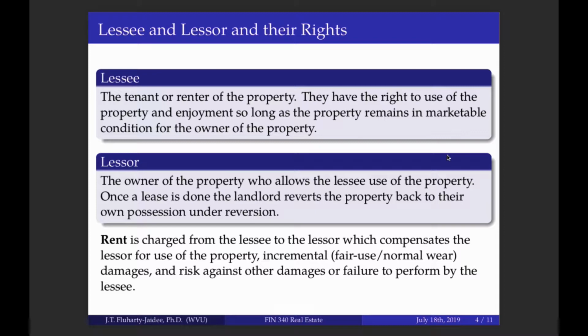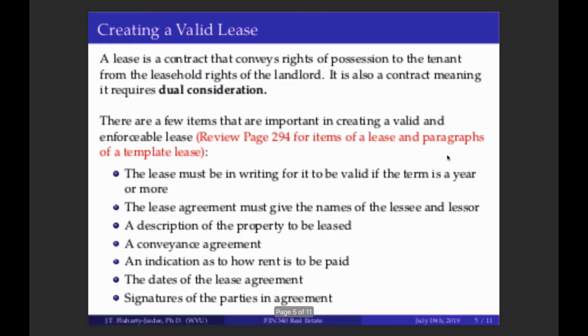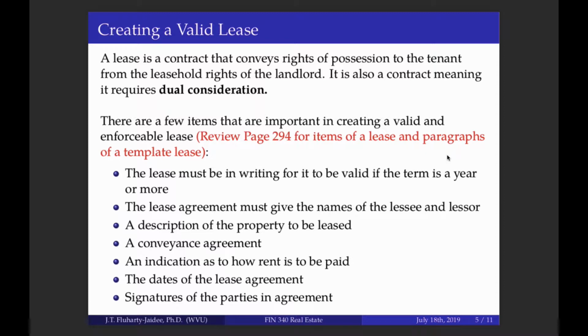The lessee takes possession of the property, the lessor gets the rent, and they have an agreement to uphold either end of the bargain. Now, creating a valid lease is just like any other contract. It is a conveyance of rights to possession in due consideration of money, monetary value, being changed hands, which is the rent. However, there are a few items that need to be listed in the lease agreement for them to be valid. First and foremost, if the lease will be a year or more, it cannot be an oral agreement. It must be written down. So that's very key here. It must be in written form.